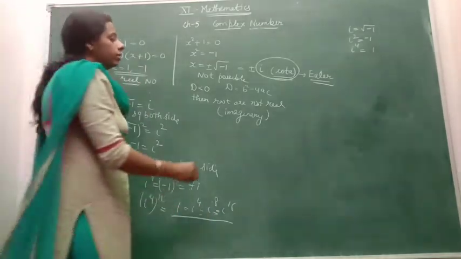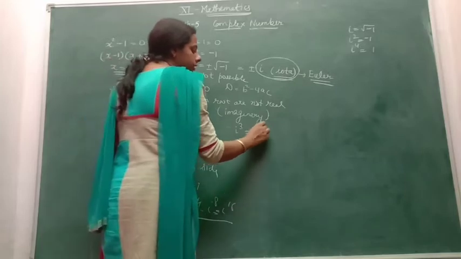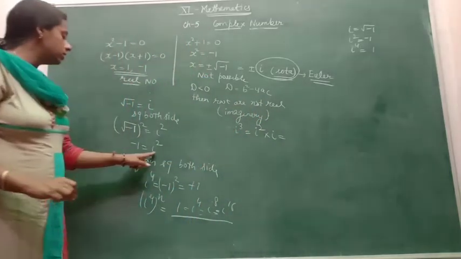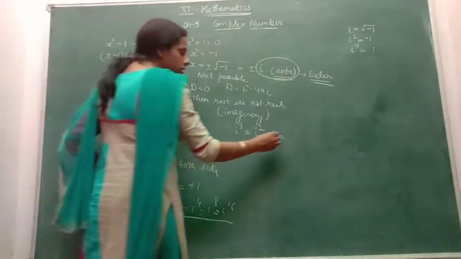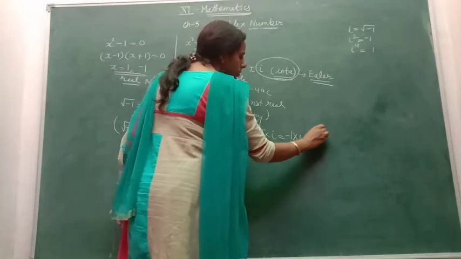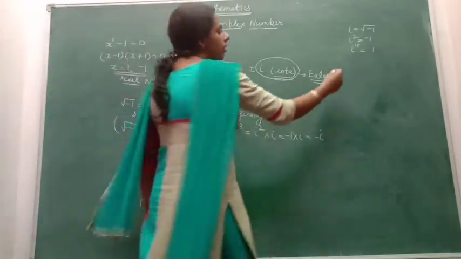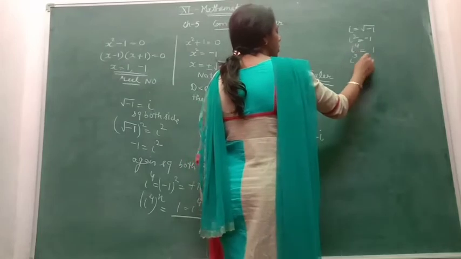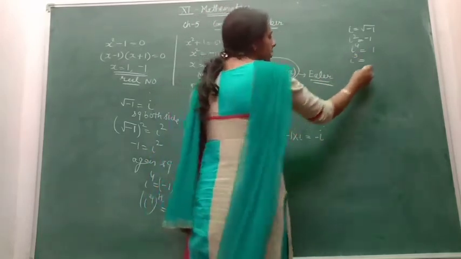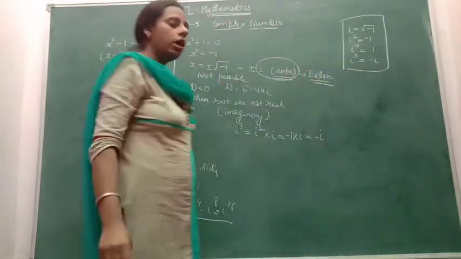And what about iota power 3? You can split it as iota square into iota. And what is the value of iota square? The value of iota square is minus 1. So minus 1 multiplied by i means your value will be minus iota. This is the fourth value which we have here, that the value of iota cube is minus iota. These four values we use in our questions.